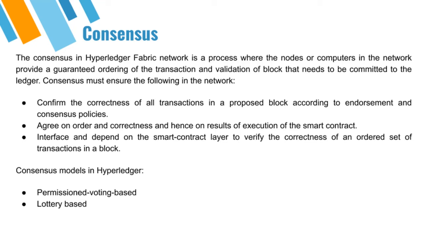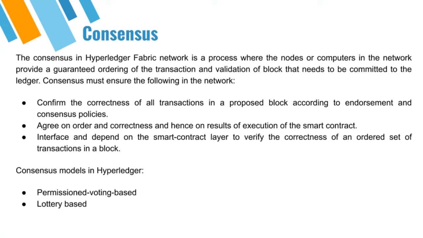There are certain operations performed by the consensus inside Hyperledger Fabric. One of the key features performed by the consensus is that it maintains the correctness of all the transactions inside the proposed block. It verifies that the transactions are being followed as per the endorsement policies, as per the consensus policies. Moreover, it also agrees on the order and the correctness of the results of the execution of the transactions.